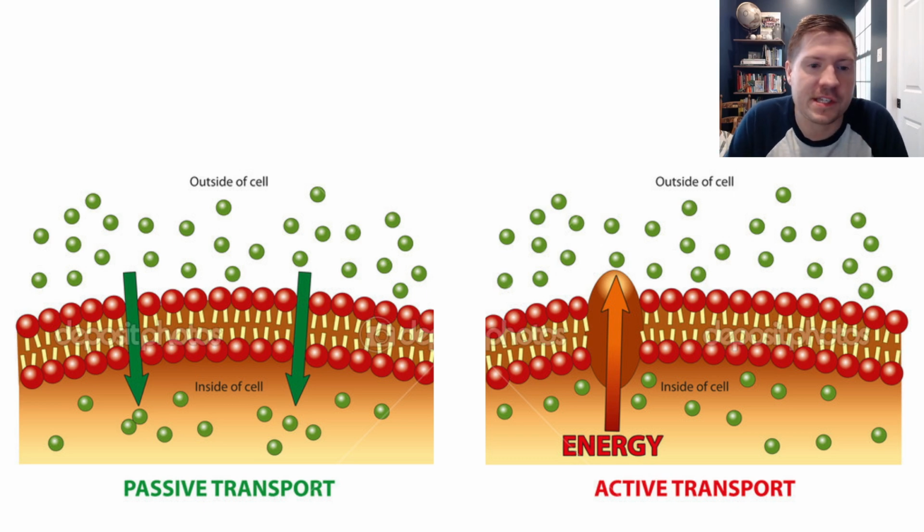So on the left, you can see passive transport. There's a lot of these green molecules outside the cell. There are fewer inside. So if they just randomly move, as molecules do, more of them will end up going from the outside to the inside. On the right, active transport, we are trying to get these molecules out of the cell, and there's already a lot more outside. So we are going to have to put energy in, maybe with a protein carrier, like in the picture, to pump these molecules out of the cell. That is active transport.